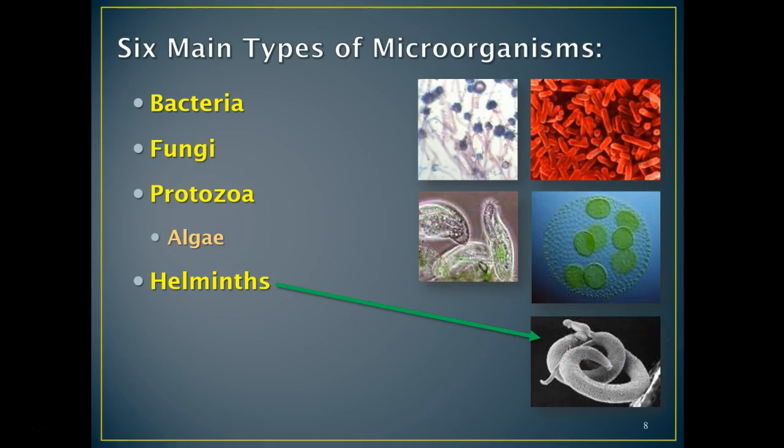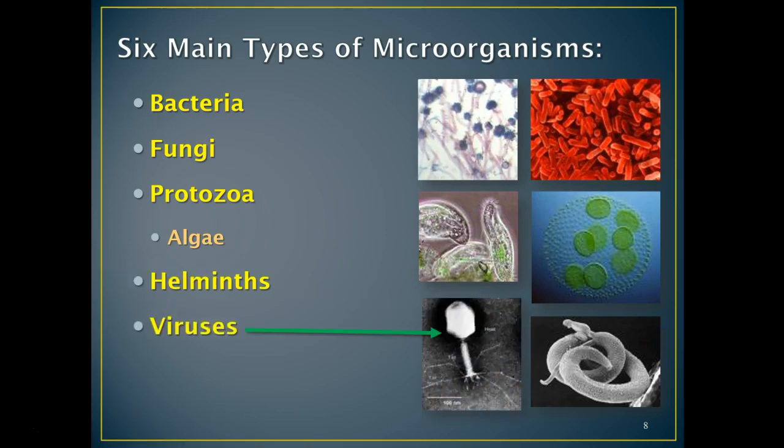Now, worms can be certainly something that we can see, and that would be the term macroscopic. But a lot of their infectious stages are microscopic, and that's why they have a tendency to get thrown in with microbiology. Sometimes not, sometimes they do. A lot of universities will have worms put in with the microbiology curriculum.